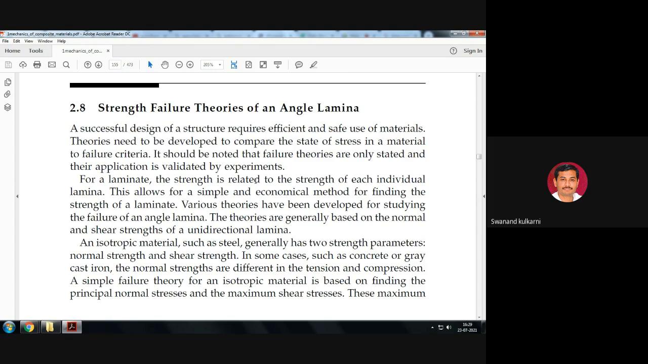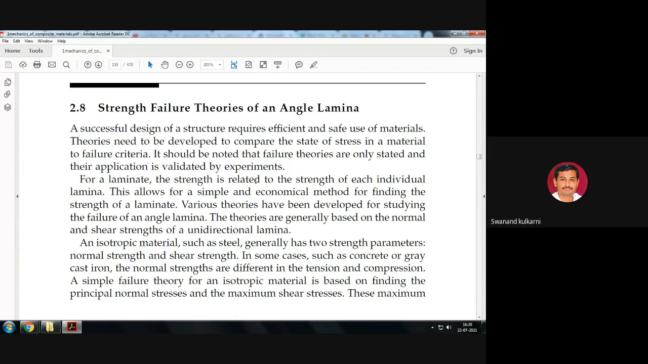In case of laminate, the strength is related to the strength of an individual lamina. Is it okay? We know the difference between laminate and lamina now. Single lamina and number of such laminas will come together to form the laminates. For single, we are considering lamina, and number of such laminas we are considering to be laminate. Is it okay? So this allows for a simple and economical method for finding the strength of laminate. So various theories have been developed for studying the failure of angle lamina. The theories are generally based on the normal and shear strengths of unidirectional lamina.